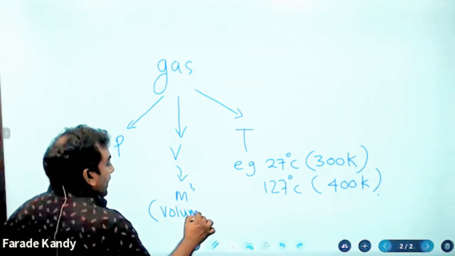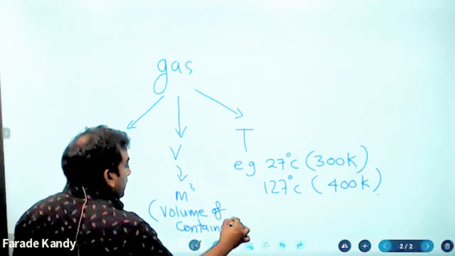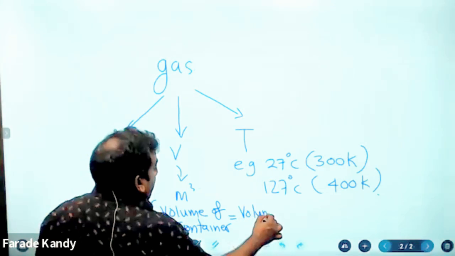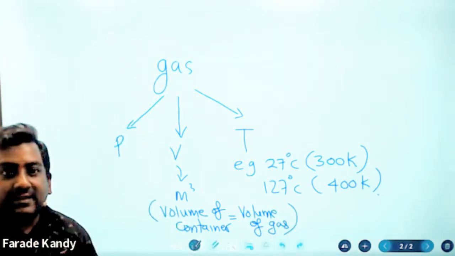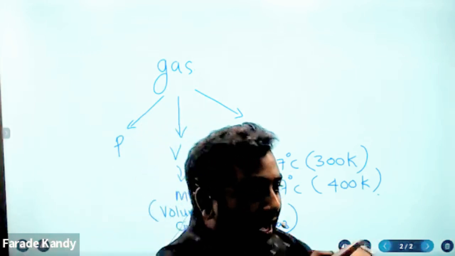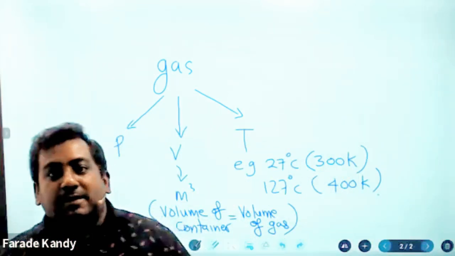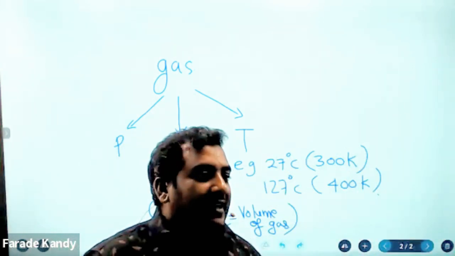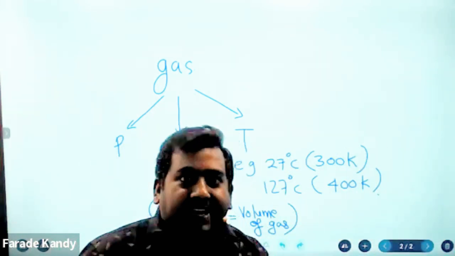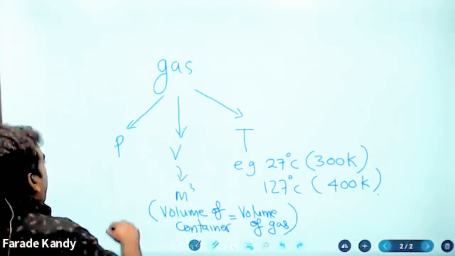Normally the volume of the container equals the volume of the gas. Sometimes they won't specifically say the volume of the gas. They'll give you the volume of the container. Then you should know the volume of the container and the volume of the gas are both the same.